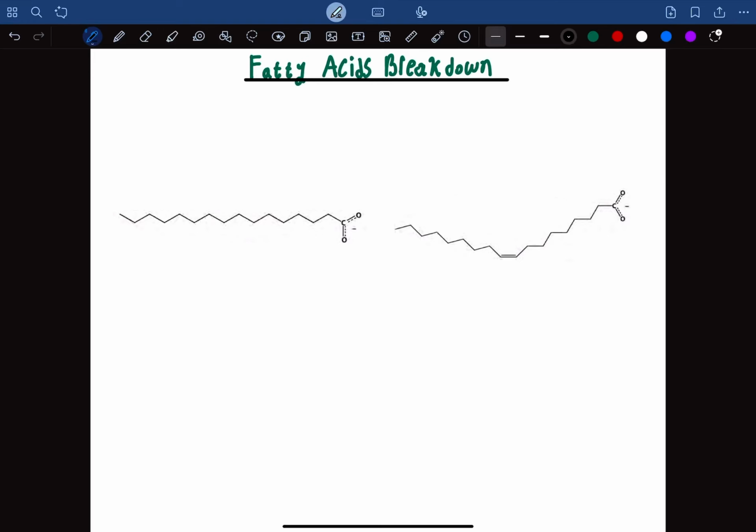So we're going to talk about, firstly, the basics of what a fatty acid is. Secondly, we're going to do nomenclature, so how to name them. And lastly, we're going to talk about its relation to temperature and its melting point.